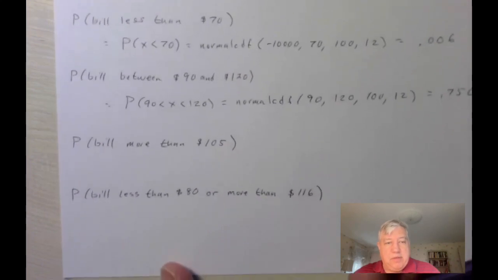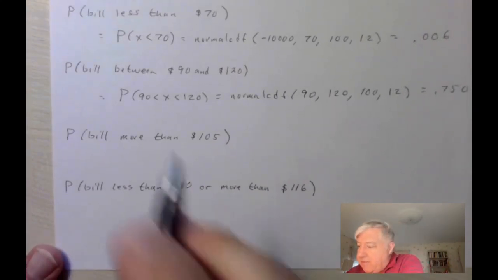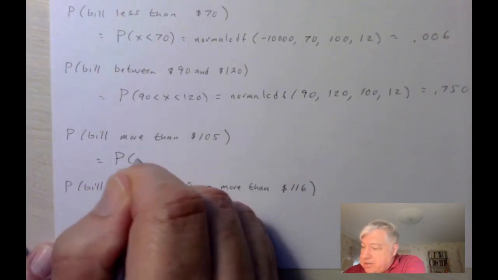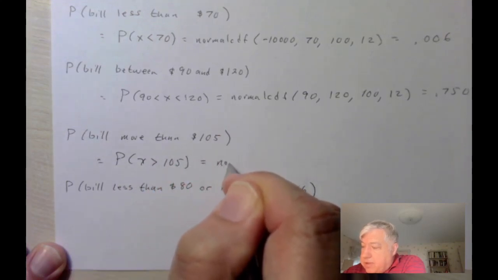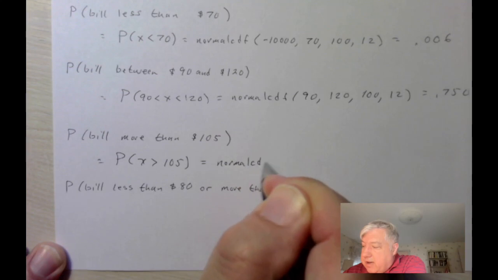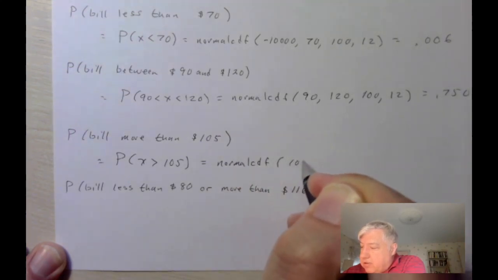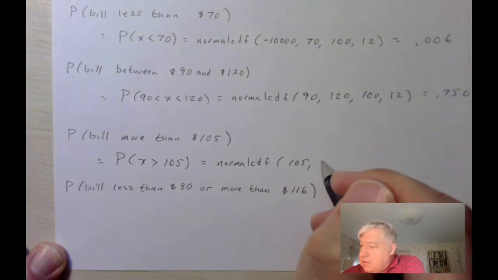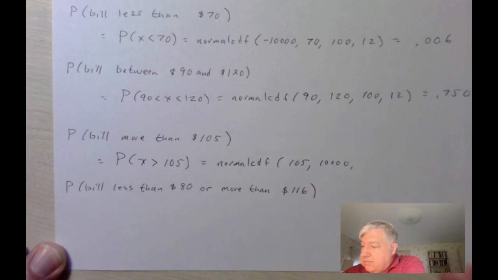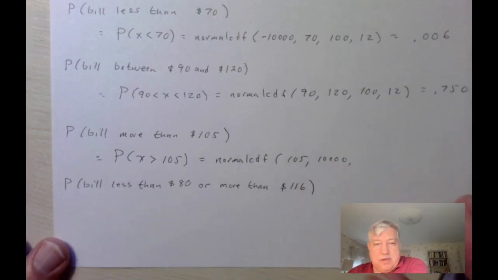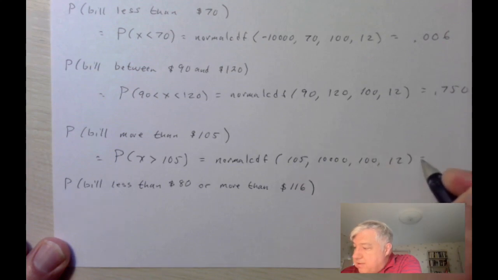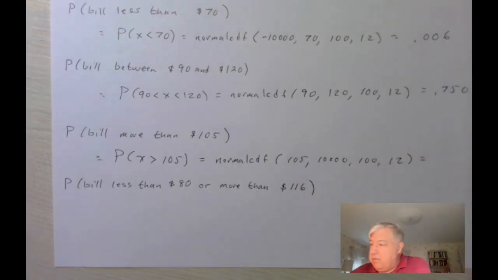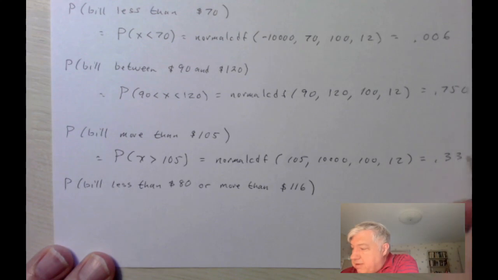The probability that the bill is more than 105, that's the probability that x is greater than 105. And this would be normal CDF of 105, 10,000, or positive infinity, 100, 12. This turns out to be 0.338.